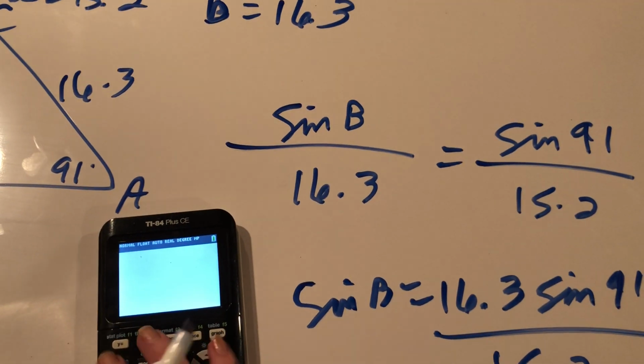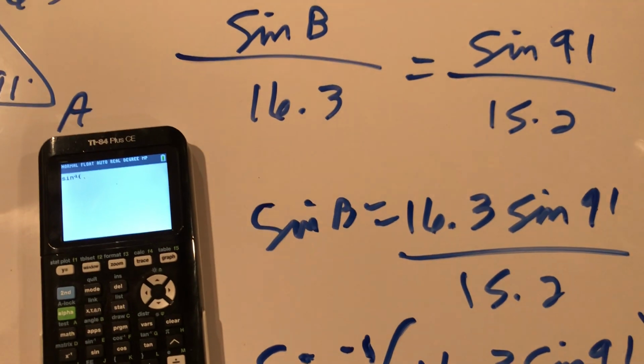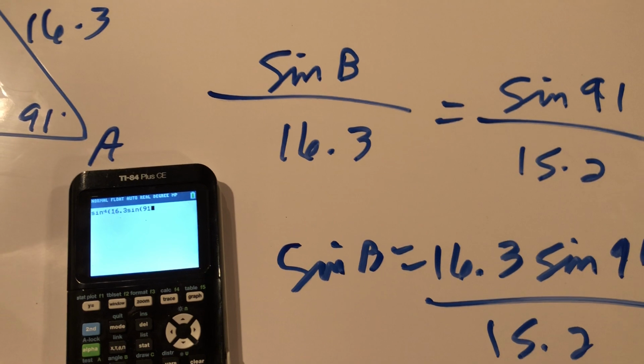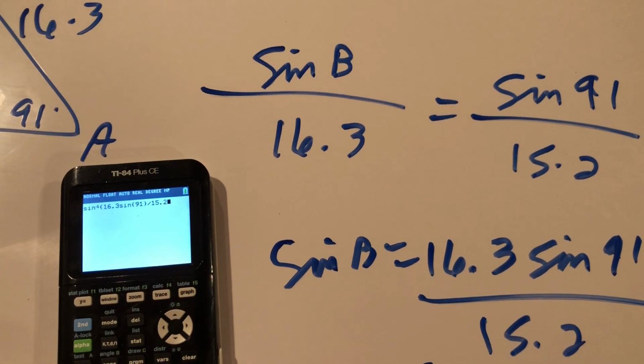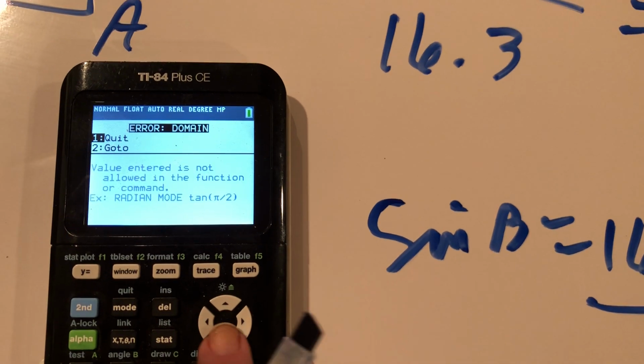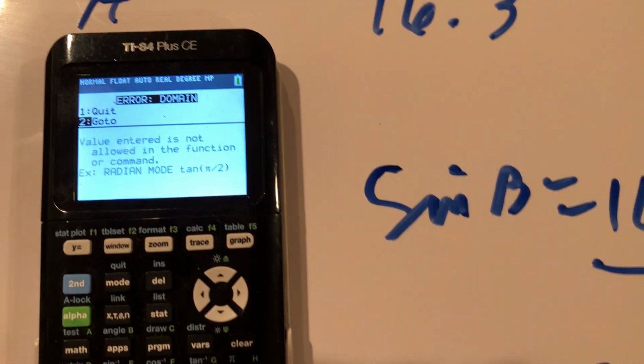Whoops, got to do inverse sine. Sorry, I'm looking for the angle measure. So inverse sine, 16.3 sine 91 divided by 15.2. Okay, it tells me to quit or go to, gives me a domain error.